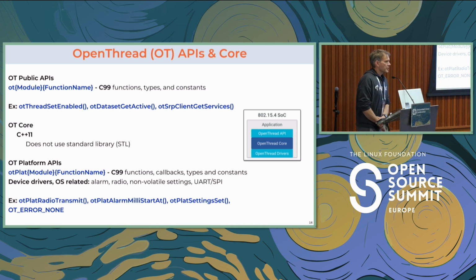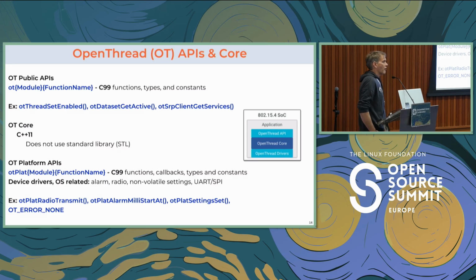OpenThread as a project is a C and C++ code base. It defines a number of APIs, and we follow particular standards that have evolved. Usually the public APIs start with OT and then something, so it's a module name and a function name. That's made to be compatible with C99, so that all C applications should be able to use it. Even if you have C++ applications, that should not matter. So it's defined to be as standard and simple as possible.